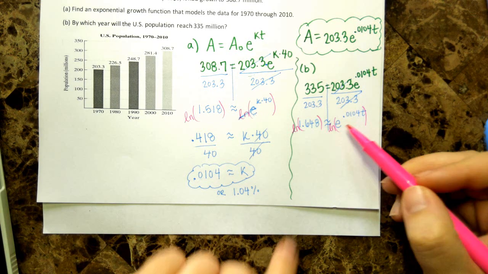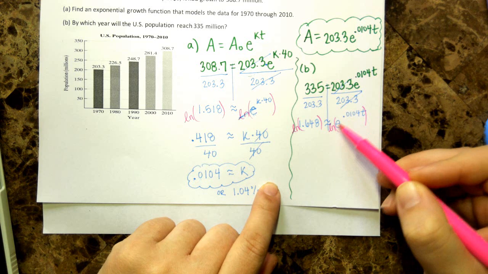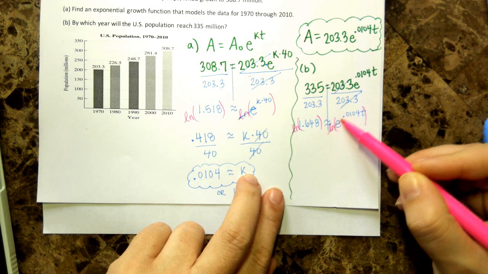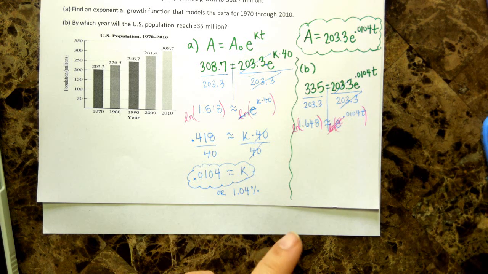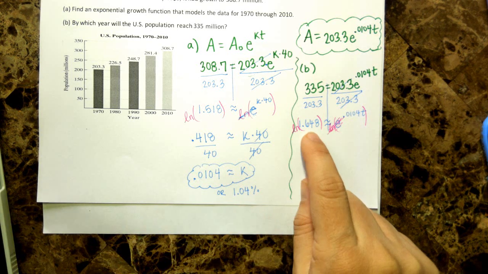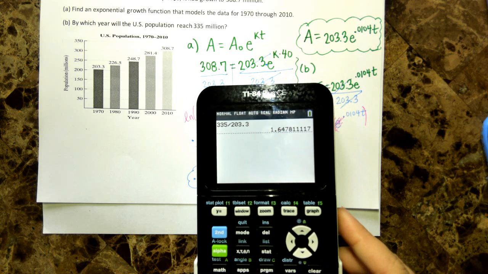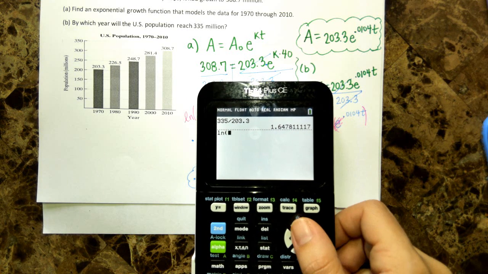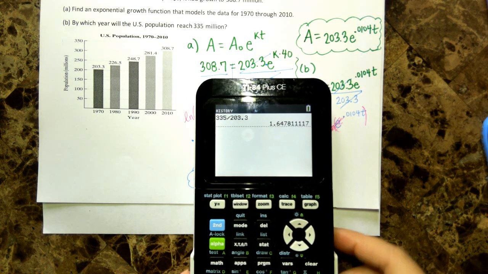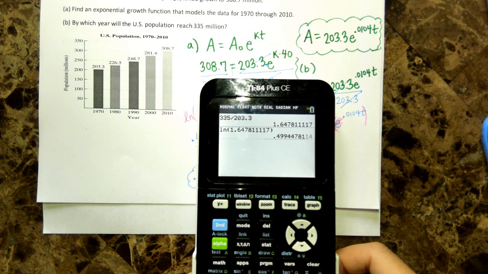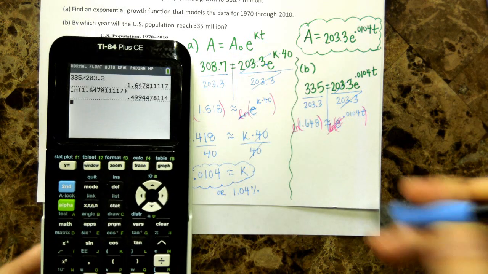Okay. And what that does is natural log and e are inverse operations. They undo each other. So essentially, those just cancel each other out. And all we have left is natural log of 1.648, which I can calculate. Natural log of, and instead of typing it, I'm just going to copy and paste that last answer. And that's what I got.